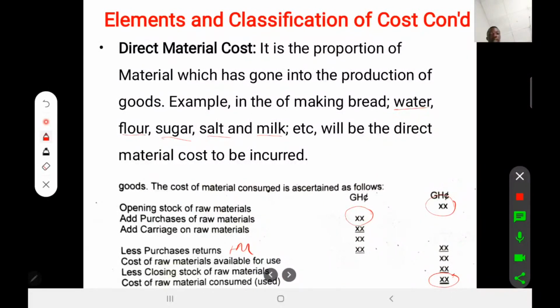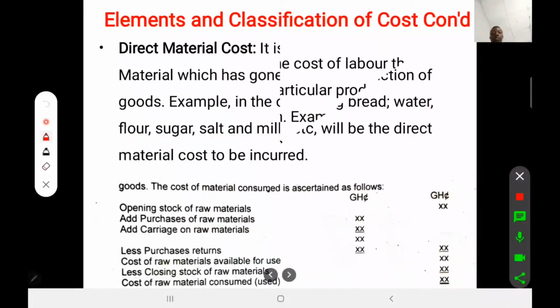So let's take note of that. I hope we have gotten what I'm trying to put across. I hope you have gotten it. So that is what we need to know when it comes to the components of direct material, how we ascertain the cost of material consumed. I hope that is clear, right? So let's take note of that.